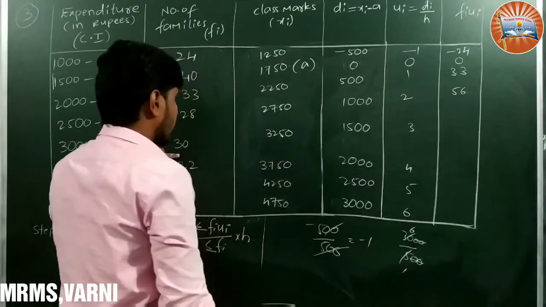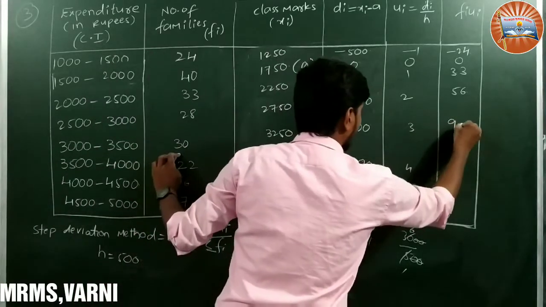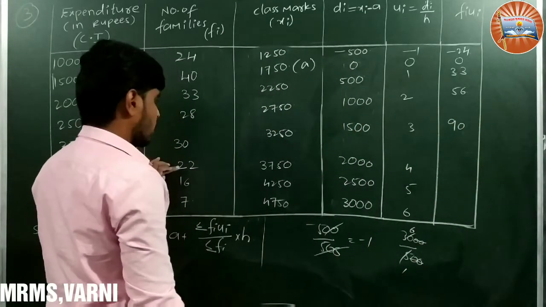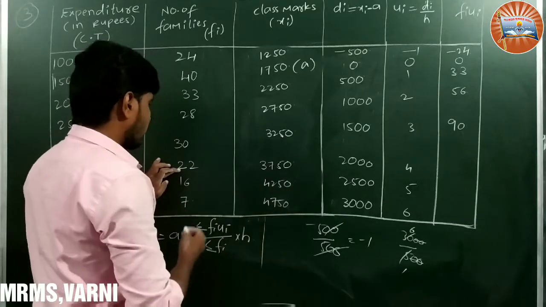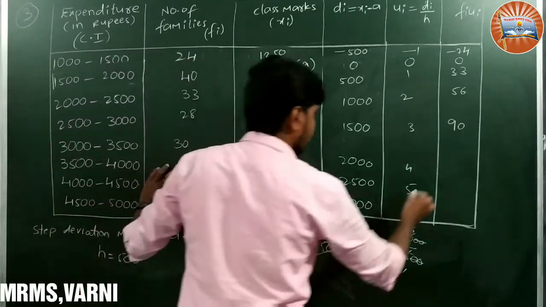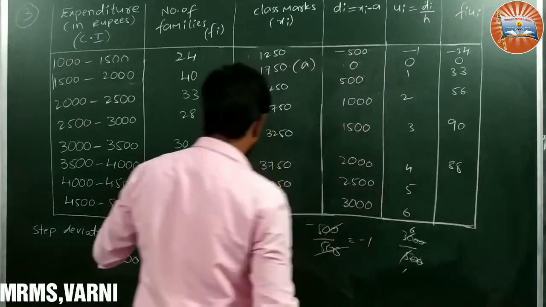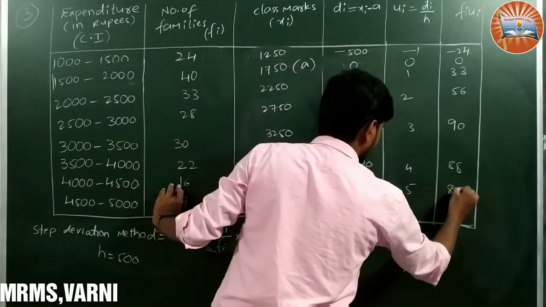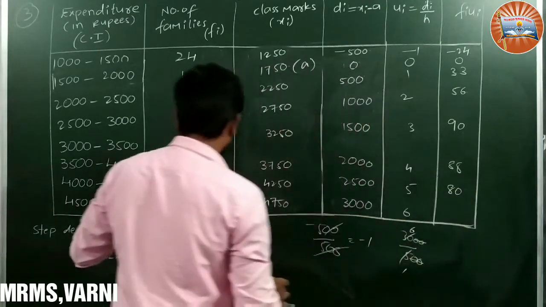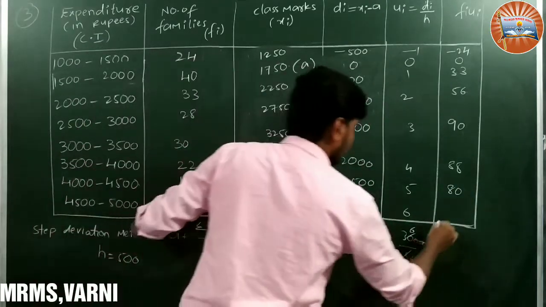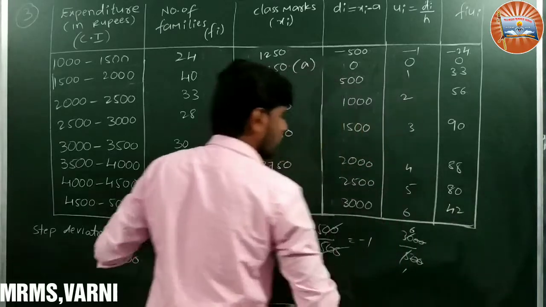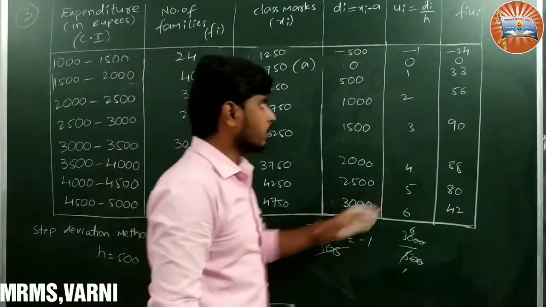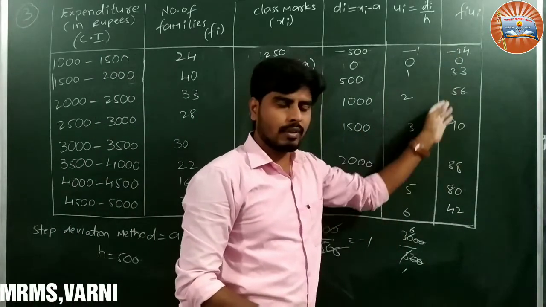30 into 3 is 90. Next, 22 into 4 is 88. 16 fives are 80. Next, 7 into 6 is 42.